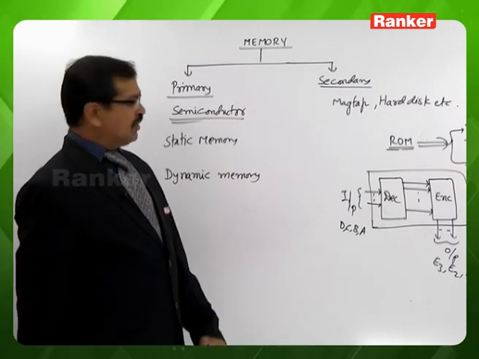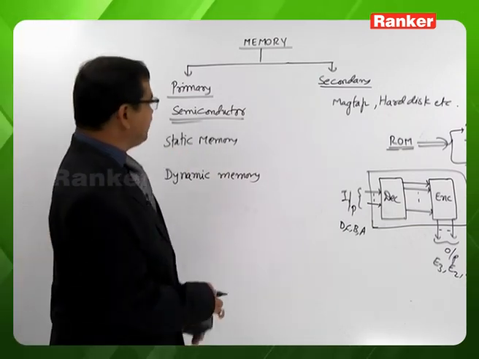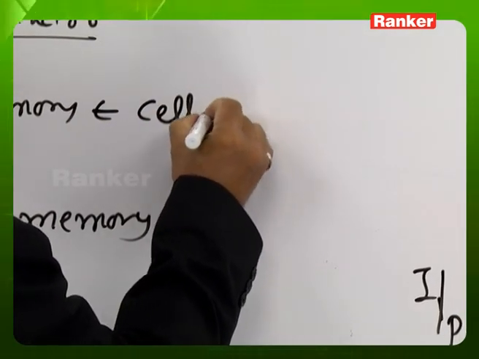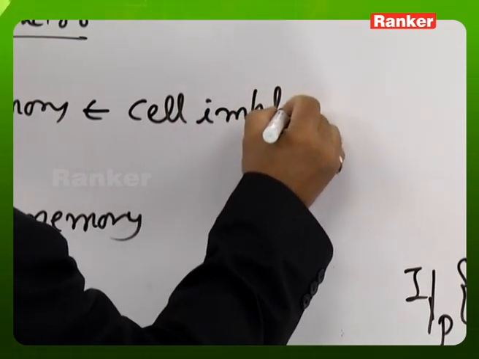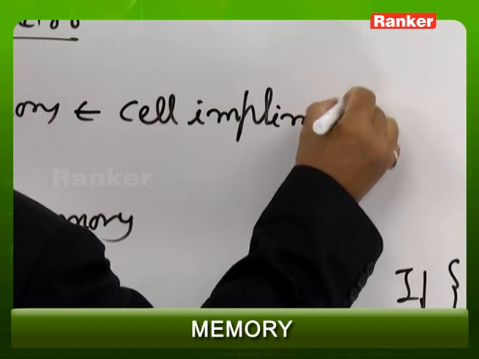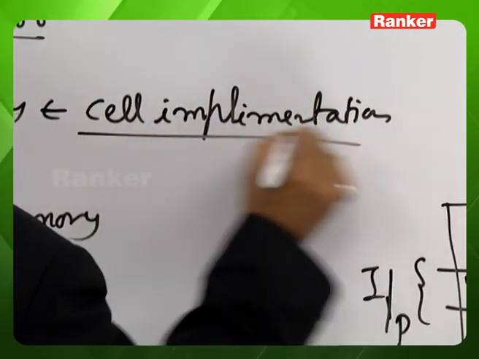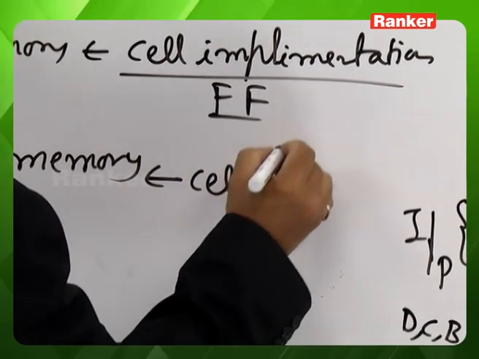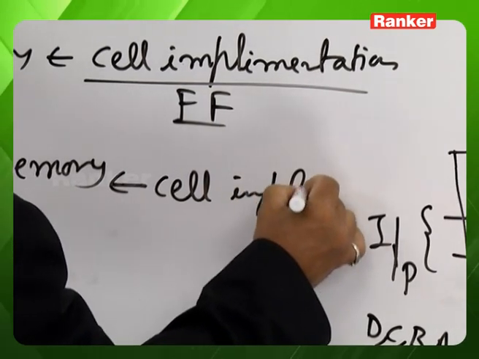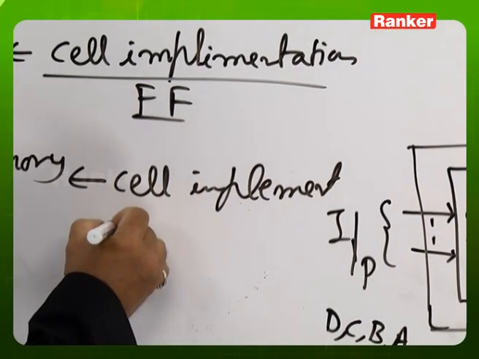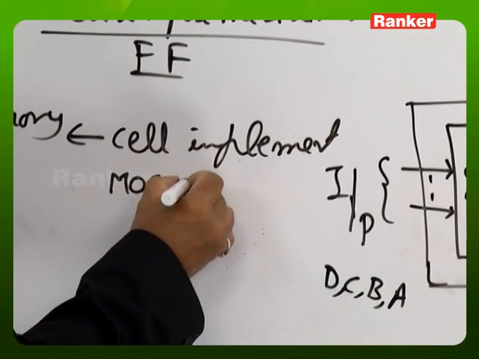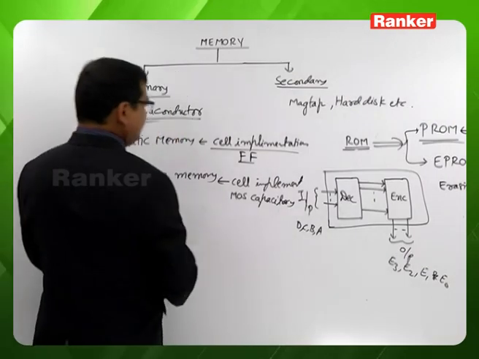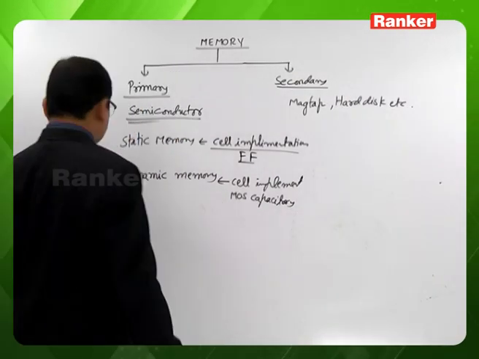Why is it so? Basically, the static memory cell implementation is with the flip-flop concept. Whereas here, the cell implementation is with the MOS capacitor. Once it is a MOS capacitor, it is possible to see this behavior.